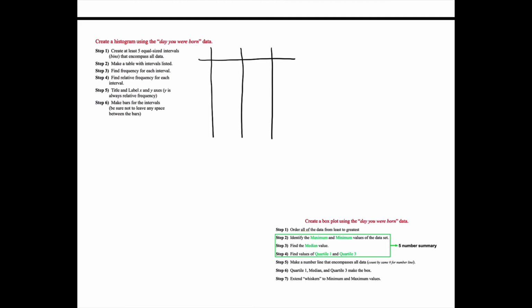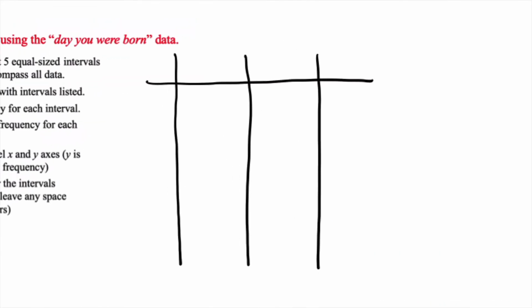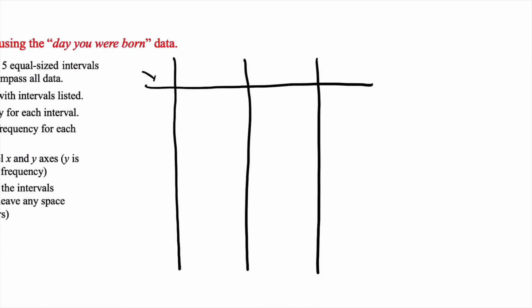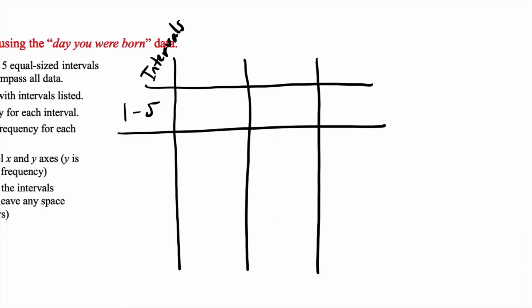Okay. Now, each column represents something. So the left column, the very left column, is our intervals. So these are our intervals. So our first interval was from 1 to 5. So now we're going to write it down. From 1 to 5, and I'm going to draw a line underneath.